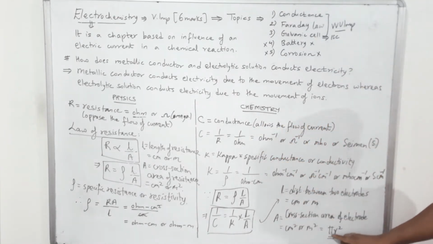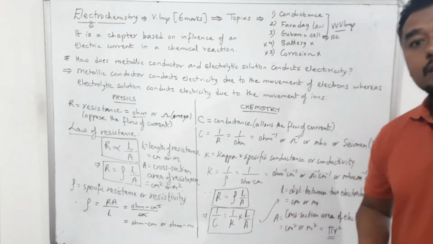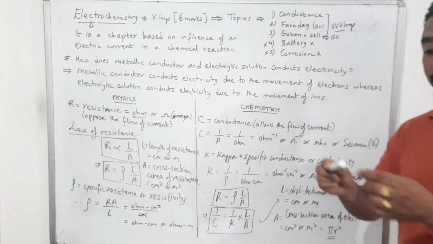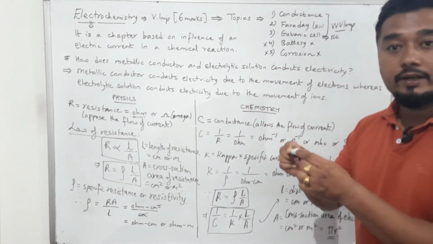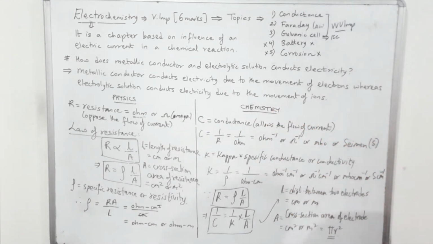In pi r square, you know that pi means 22 by 7, or you can say 3.14, whereas r is the radius of the electrode, the radius of this circular cross-section. So I have given you the meaning of some terms right now, students. Hope you all have understood that, and you should keep this in your mind.